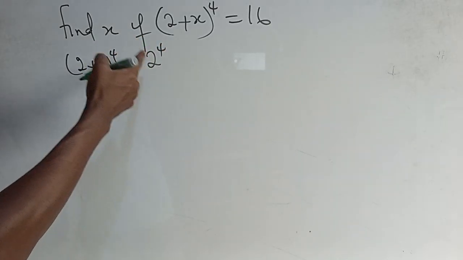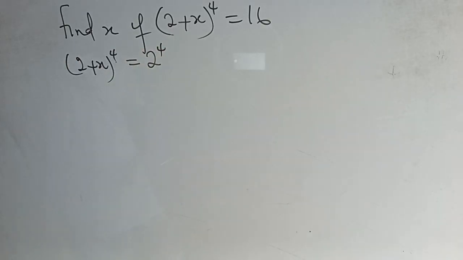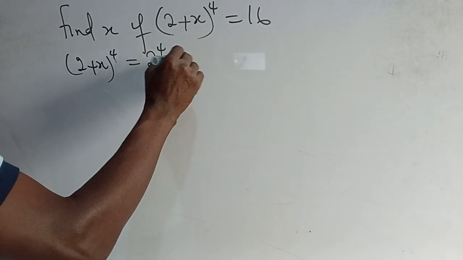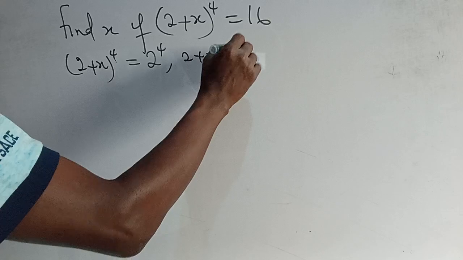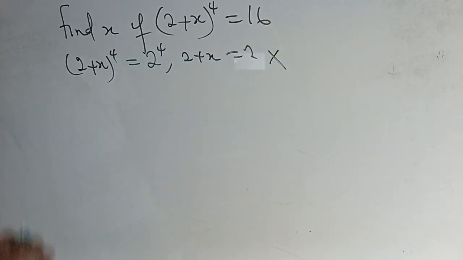And now say, since both of them have the same exponent, let's now say that 2 + x is equal to 2. That will be wrong. That will be very wrong. If you use that method, you are going to get a wrong answer. So what are we going to do?